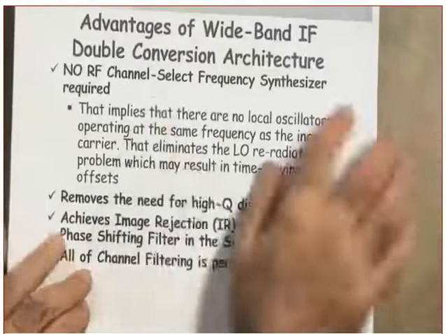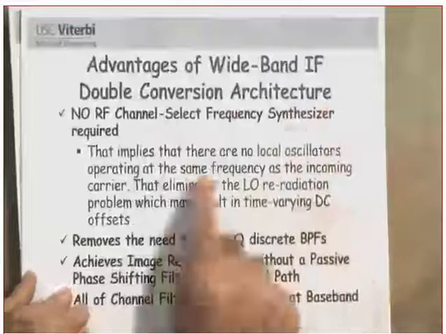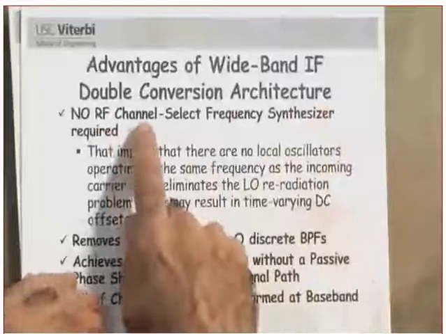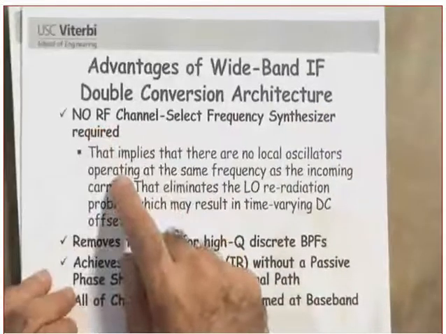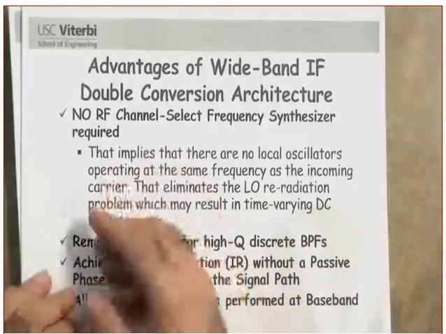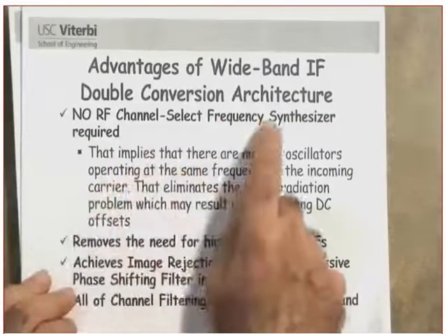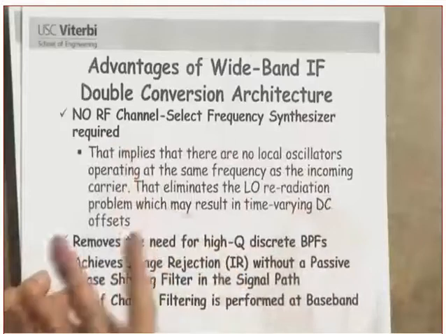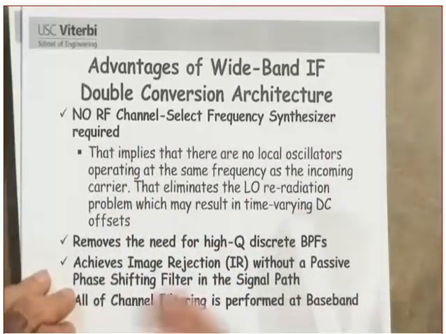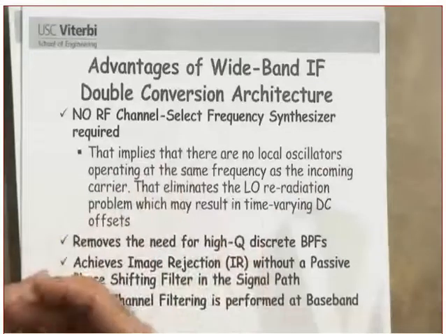Okay, now, again, the advantage of the wideband IF is that we don't have channel select at RF. The channel select is at the IF. Are you following me on that? So no RF channel select, the frequency synthesizer required. Which one is easier to design? A frequency synthesizer at IF or a frequency synthesizer at RF? At IF is much easier. Are you following me on that?